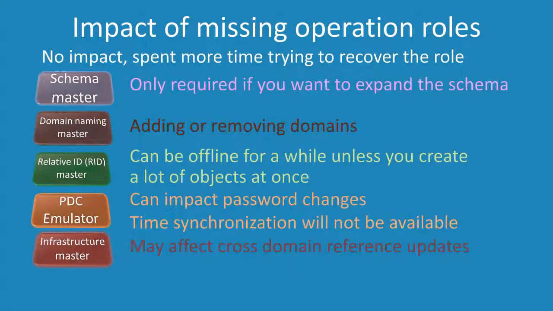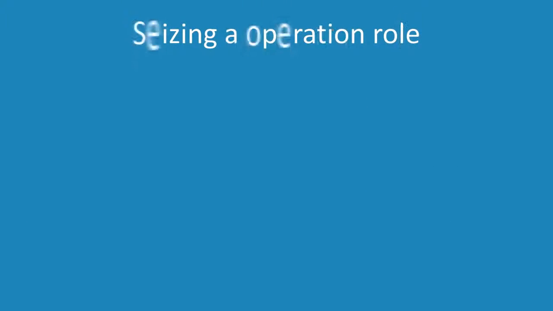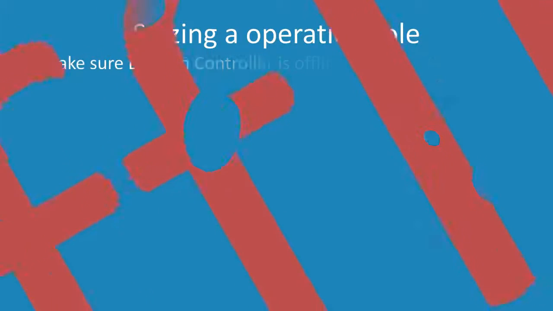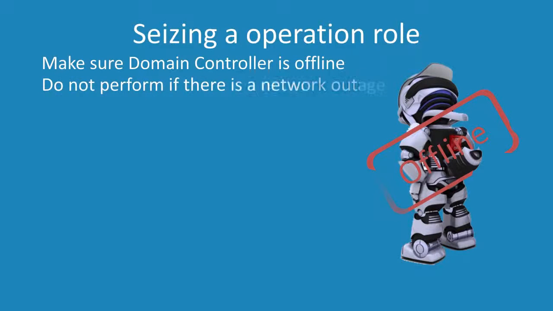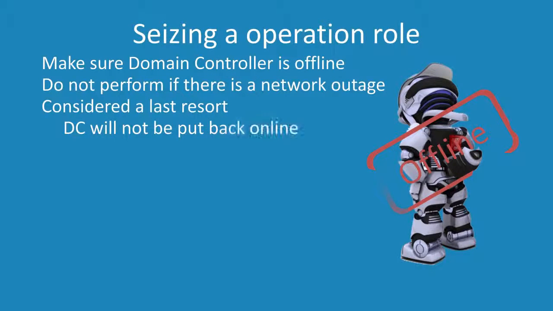Once you understand the impact the missing operation master role will have on your organization, you can decide how much time you should wait before seizing the role. Before seizing the role, you should make sure the domain controller is offline. Seizing a role should not be performed if you have a network outage and your network is divided in half. Seizing an operation master role is considered a last resort when the domain controller is offline and will not be brought back online ever again.